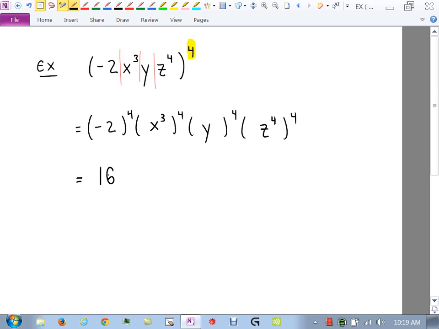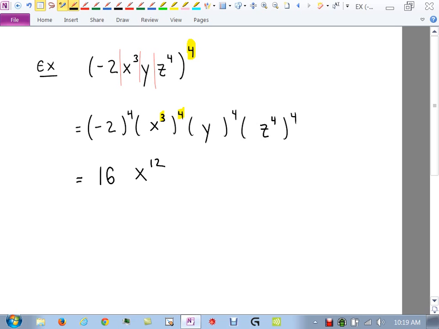Positive 16. What's x cubed to the 4th? X to the 7th? 12th? Which one is it? 12th, right? This is the one where you multiply the powers. I'm going to go 3 times 4 and get my x to the 12th.